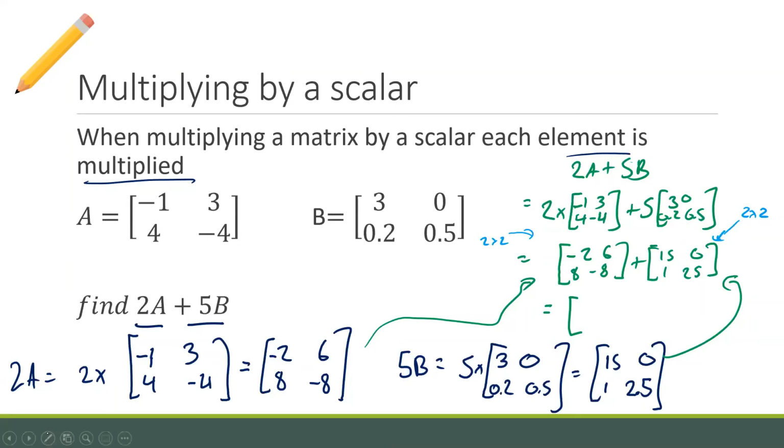So now, dealing with all of this together, -2 plus 15 is going to make 13. 6 plus 0 is going to make 6. 8 plus 1 is going to make 9. -8 plus 2.5. Remember, it's not 25, like I almost made a mistake here. That's going to be -5.5, unless I'm wrong, which I have been in the past, but that's how you would solve that problem.